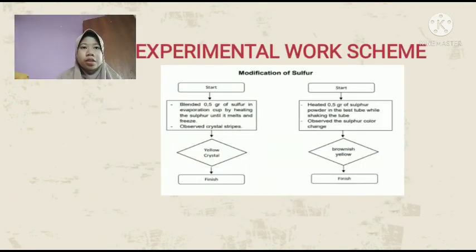Experimental work scheme. First, modification of sulfur. In an evaporation cup, first blend 0.5 gram of sulfur by heating the sulfur until it melts and freezes. Next, observe the crystal strips. They generate yellow crystal. And in a test tube, first heat 0.5 gram of sulfur powder in the test tube while shaking the tube. Next, observe the sulfur color change. It generates brownish yellow.